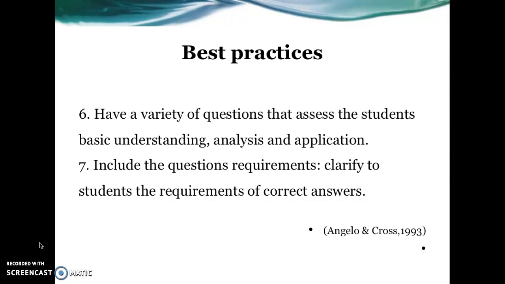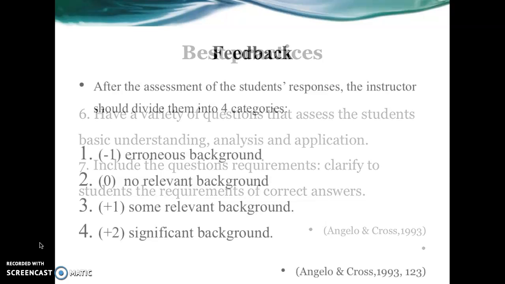Have a variety of questions that assess the students' basic understanding, analysis, and application. Include the questions' requirements. Clarify to students the requirements of correct answers.